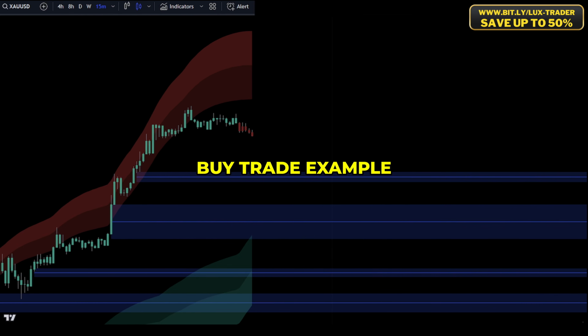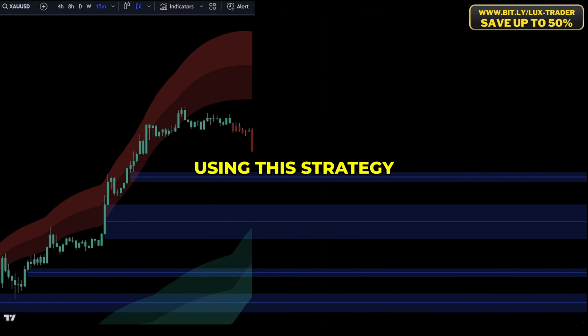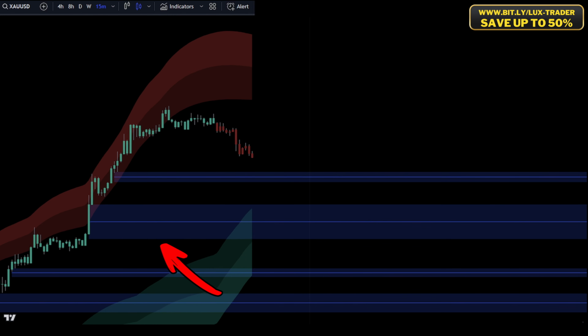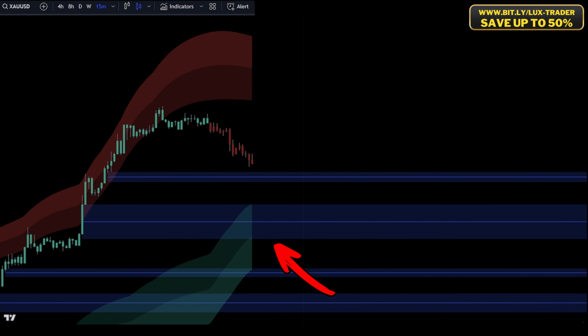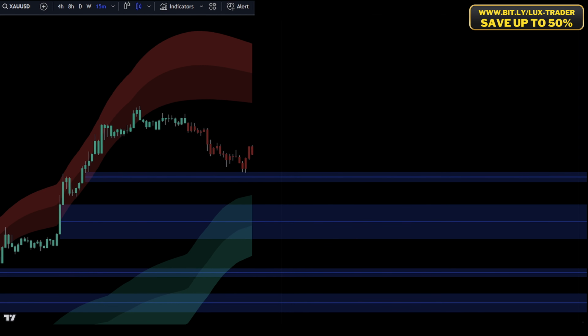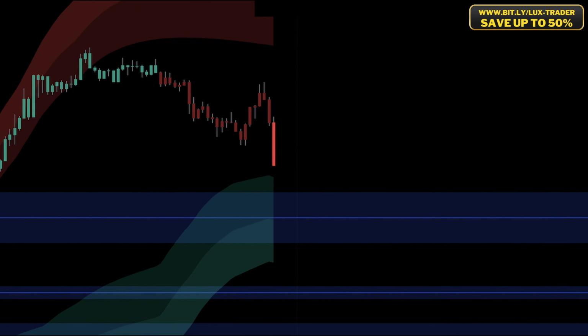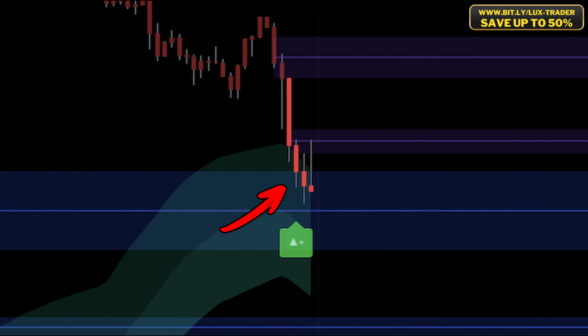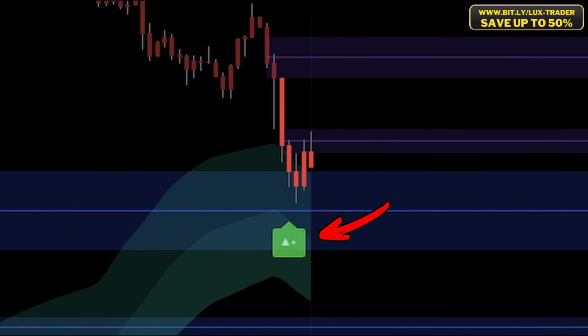Let's go through another buy trade example using this strategy. To trigger a buy trade, 4 conditions must be fulfilled. First, identify a bullish fair value gap located below the current price action. Second, wait for the price action to return to this FVG. Third, as the price moves back to fill the FVG, ensure that at least one candlestick touches the bullish reversal zone, like this, and a buy signal appears during this move.